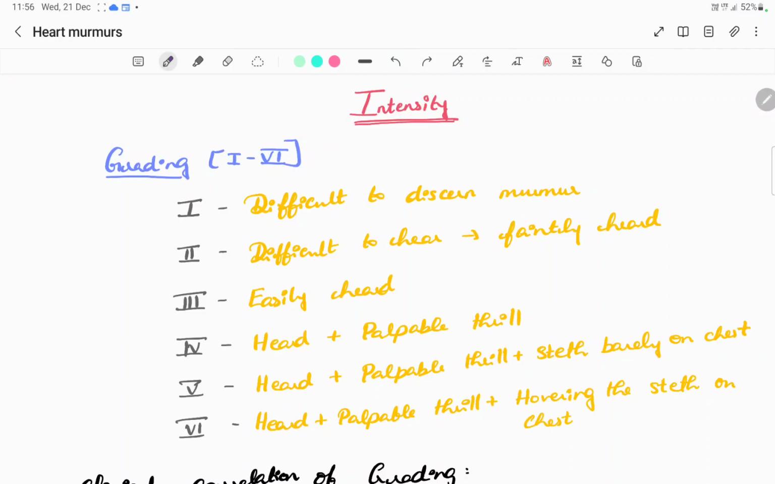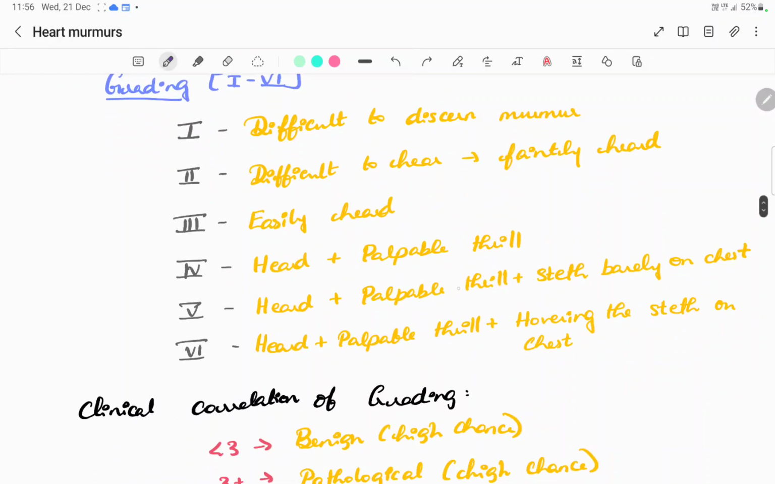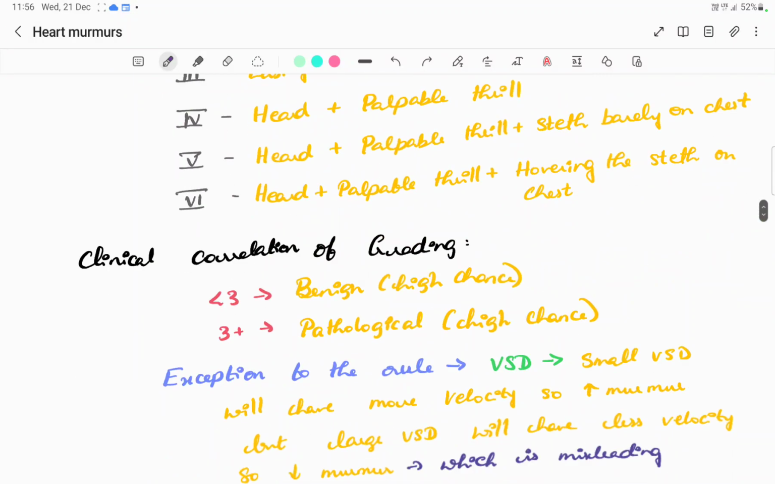And then the 5th one is it is heard, it is palpable, and we keep the stethoscope barely on the chest and still we can hear the murmur. Coming to the 6th one, it is just the same, except that we can just hover over the chest and we can still hear the murmur.